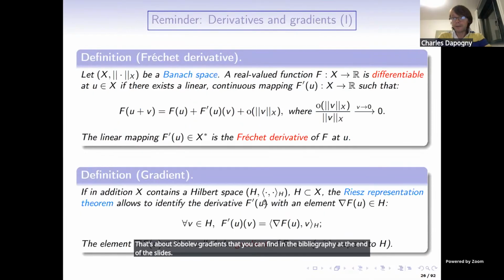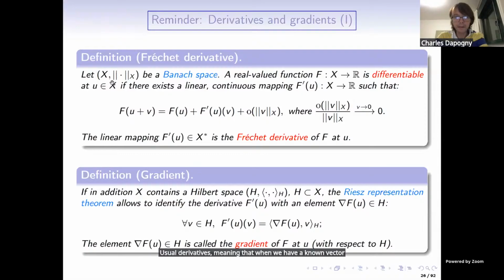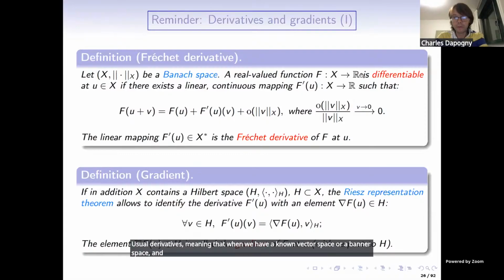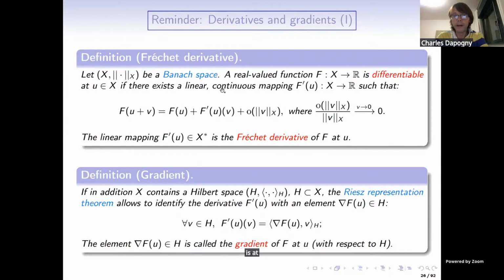So what's the idea? To get into the idea, let me first remind you very briefly some basic mathematical definitions. Usually we consider Fréchet derivatives, or usual derivatives, meaning that when we have a normed vector space or a Banach space and a function f taking values in R defined on this Banach space, the derivative is a linear mapping. It ensures that f at some point u perturbed by a very small vector v is, at zeroth order, f of u, and at first order something which is given by this linear mapping.